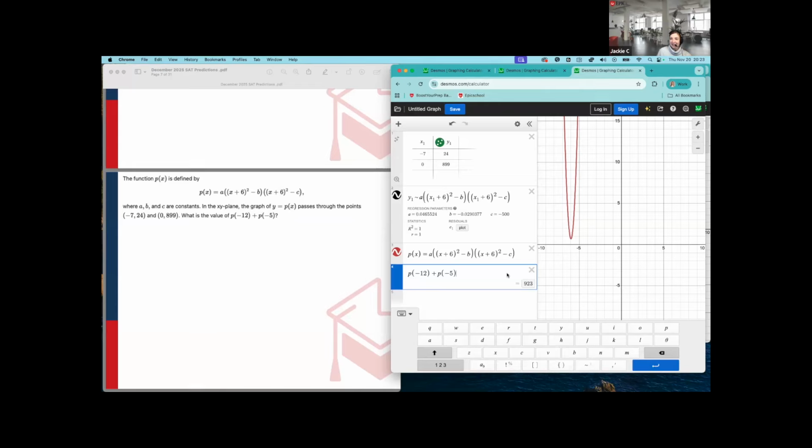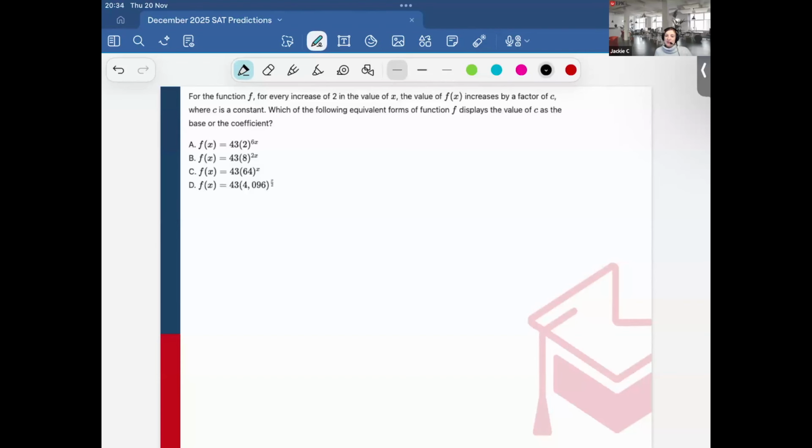So you see, yet again, I can use Desmos to solve these kinds of problems really quickly and rapidly. And I encourage you to do that on the exam. So let's look at this one.